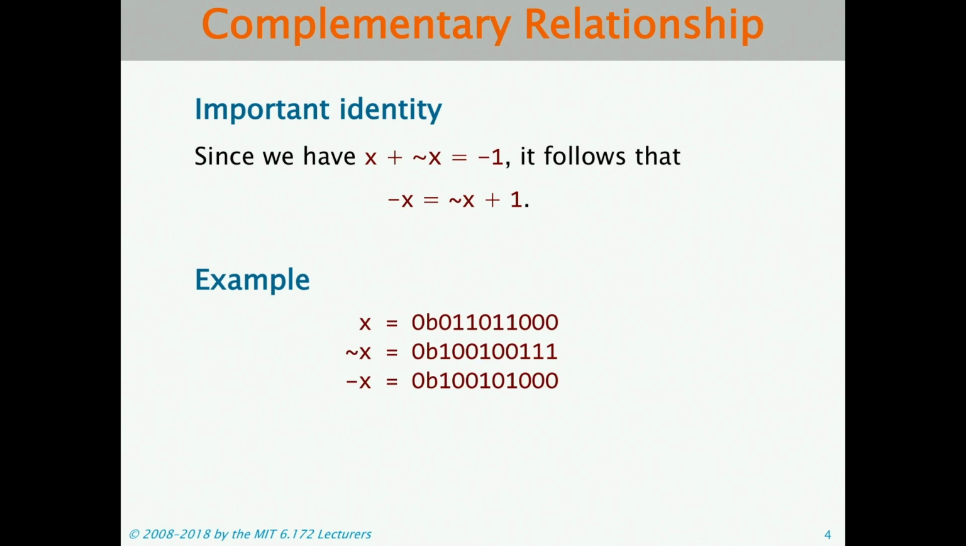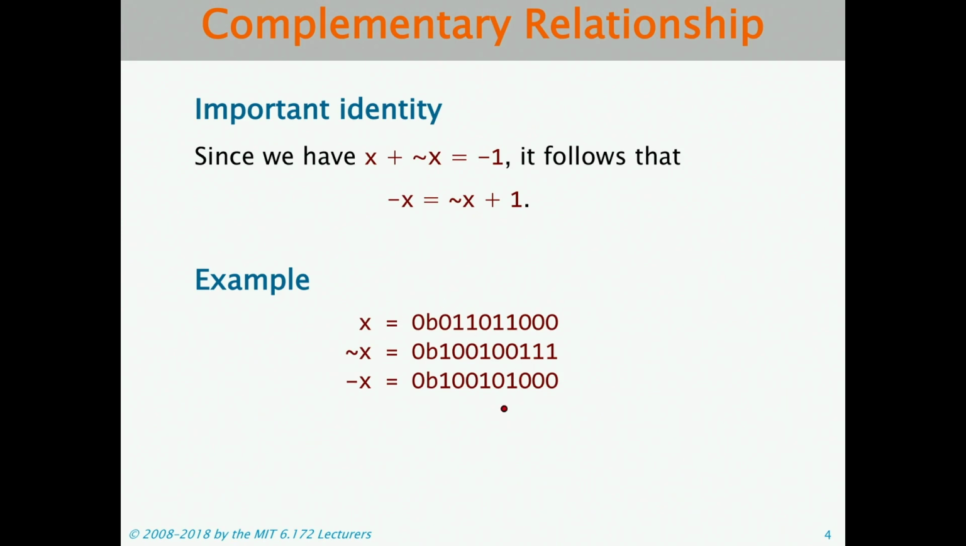Let's look at an example. Let's say x is equal to this constant here. The ones complement of x, or tilde of x, is just all of the bits of x flipped. And then to get negative x, we add 1 to the ones complement of x. The effect of adding 1 here is we're going to take the rightmost 0 bit in the ones complement, flip that to a 1, and then for all of the bits to the right of that, we flip them to zeros.